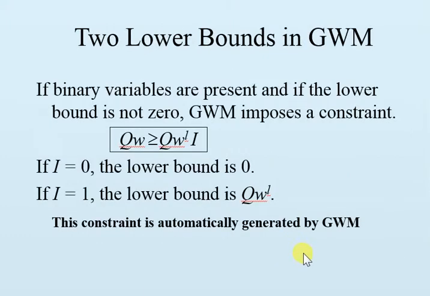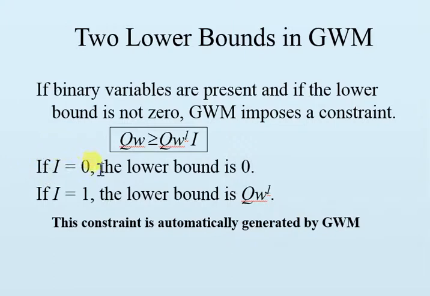Using binary variables, GWM allows you to do this. Specifically, if the binary variables are present, and if a lower bound is not 0, as specified in the varcon file, GWM imposes this constraint automatically. And if you study this, you will see that it works as follows.